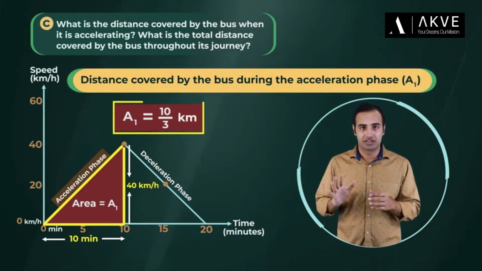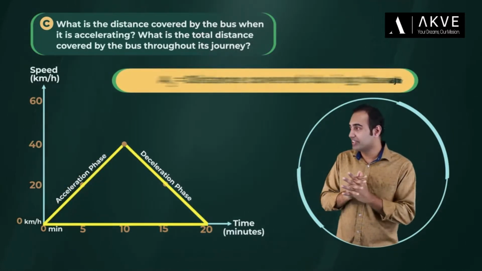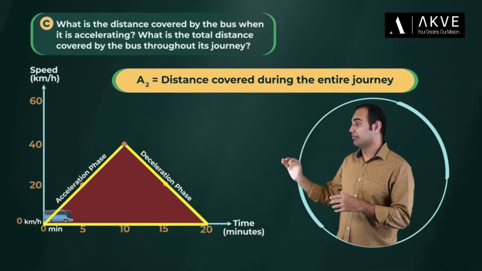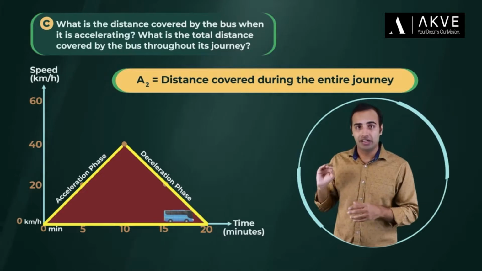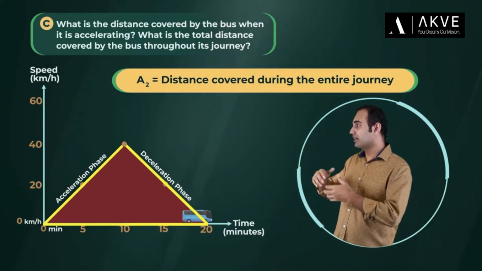Now to calculate the total distance covered by the bus, we have to find the area enclosed under the entire triangle, because as you can see, the bus begins moving at 0-minute mark and stops moving at 20-minute mark. So what do you think is the area of the entire triangle?